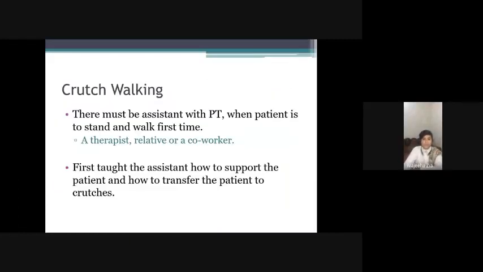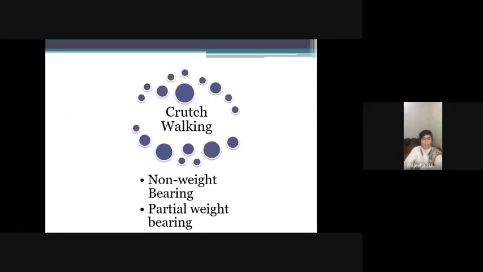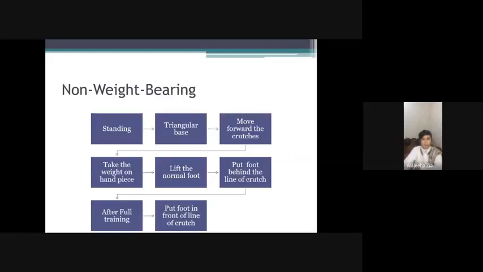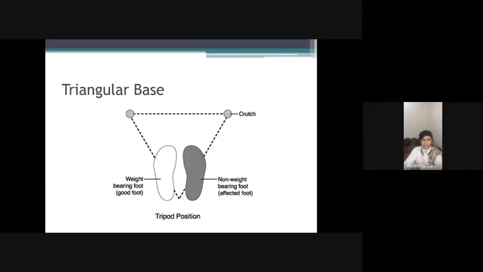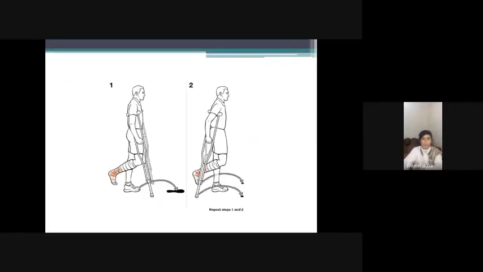In crutch walking, I told you about different techniques: non-weight bearing and partial weight bearing. The non-weight bearing was a triangular gait. It is used especially if the patient is not able to put weight, in case of amputation or polio. It starts with a triangular base. The triangular base is formed of two crutches and the foot. This is the triangular base. In this way, the patient will shift the weight with the help of the auxiliary crutches.